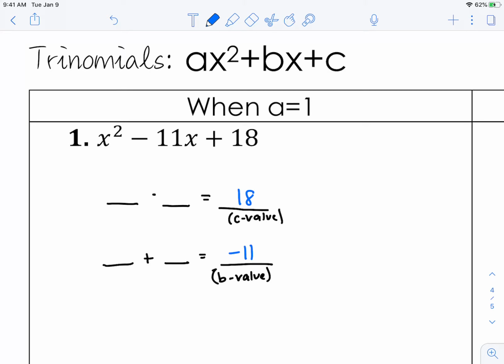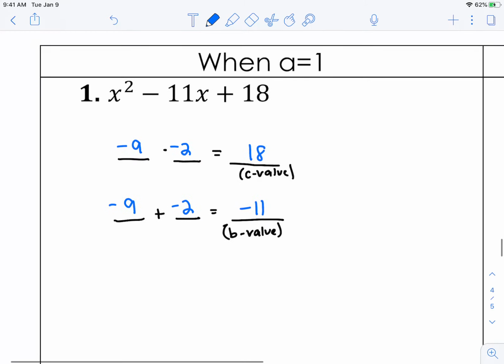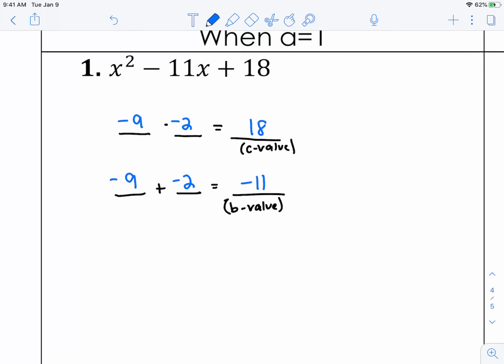So right away I'm thinking 9 and 2. But the issue is I need them to add to negative 11 but multiply to positive 18. So it's going to have to be negative 9 times negative 2, and then negative 9 plus negative 2. Then I just write my factors: x minus 9, x minus 2. Okay, and that's it.